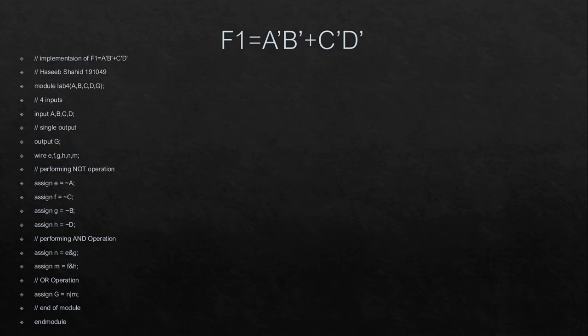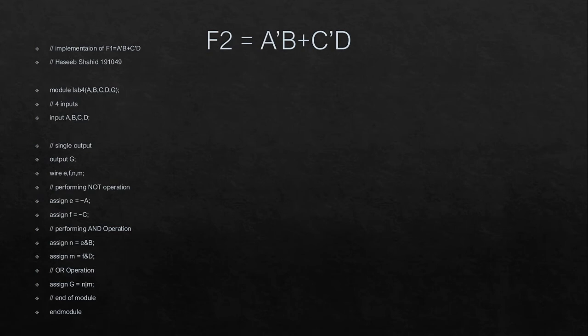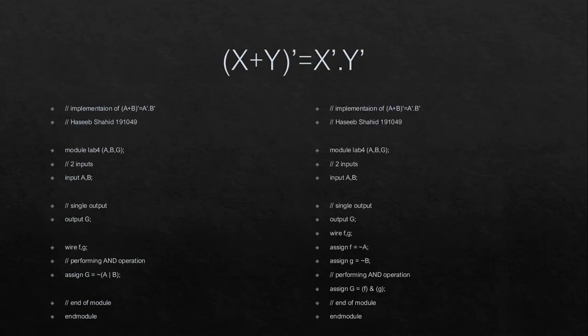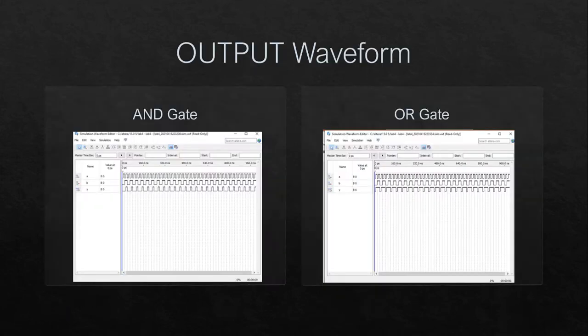So next, as in the previous lab, you can see that we will implement various functions like a bar b bar plus c bar d bar. This can be done with the help of a number of AND and OR gates, and Verilog coding is applied. So next is our function 2, a bar b plus c bar d. It is also clear from the coding, and we will see how the Verilog codes are in actual format, and we will implement all these codes in the Quartus software. So this is another function, and this is the implementation of De Morgan's law, in which we will implement both the cases.